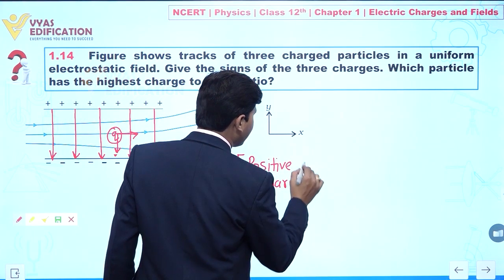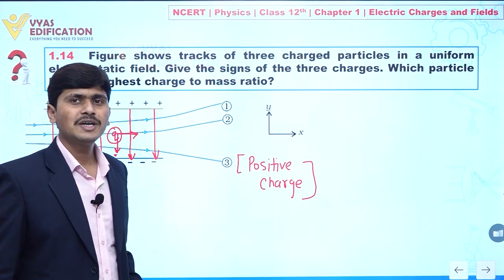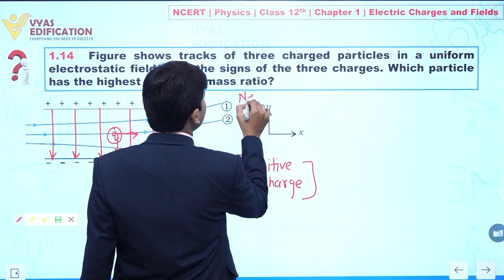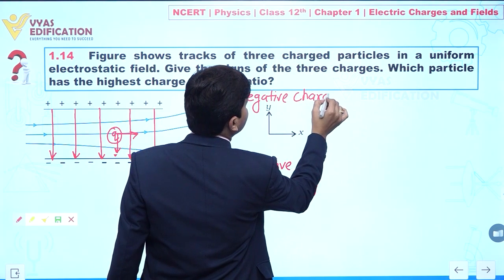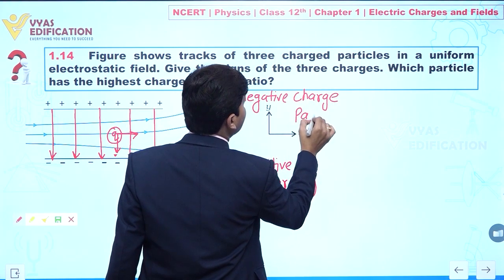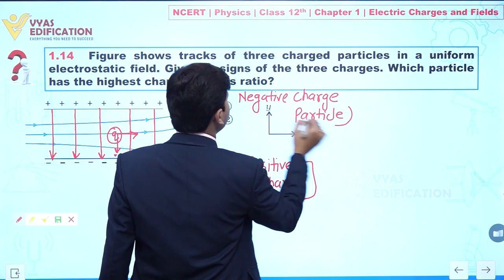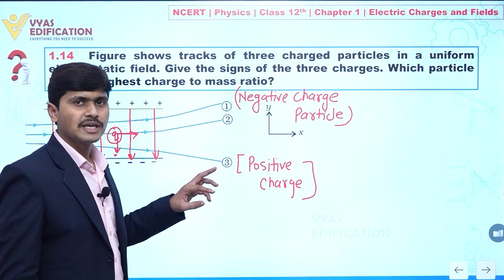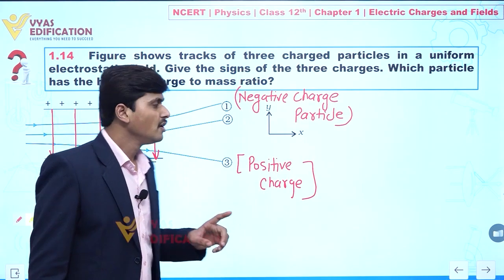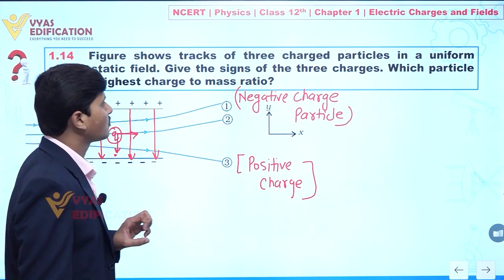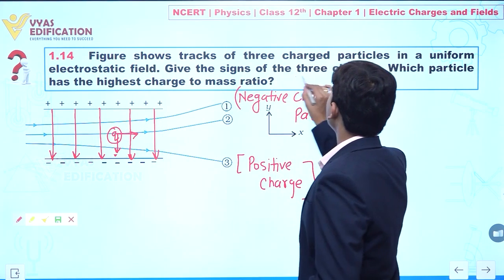And particles 1 and 2 are negative charge particles. Clear to you? So 1 and 2 are negative charge particles and 3 is a positive charge particle. Clear? Now this is question number 1, that is the sign of the 3 charges.